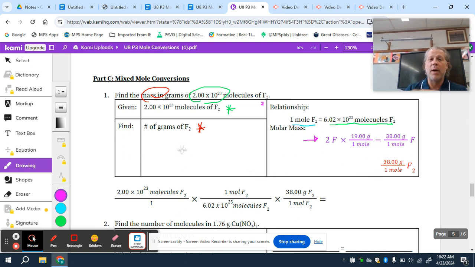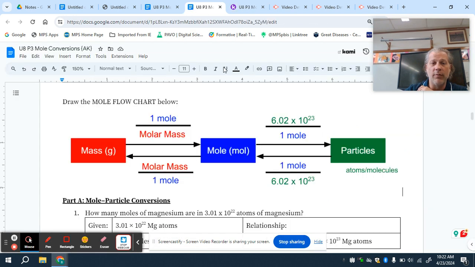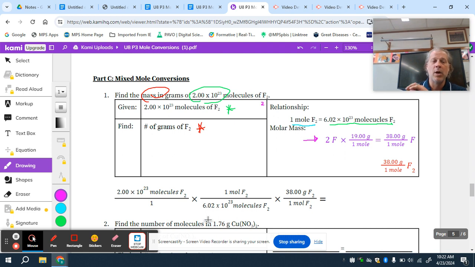When I set this problem up, I really depended on the mole flow chart. I started with particles and I went to moles. When I followed the arrow from right to left, 1 mole had to be on the top and the 6.02 times 10 to the 23rd molecules had to be on the bottom, which is what I'm representing here. So I have 1 mole of F2 on top and 6.02 times 10 to the 23rd molecules of F2 on the bottom.